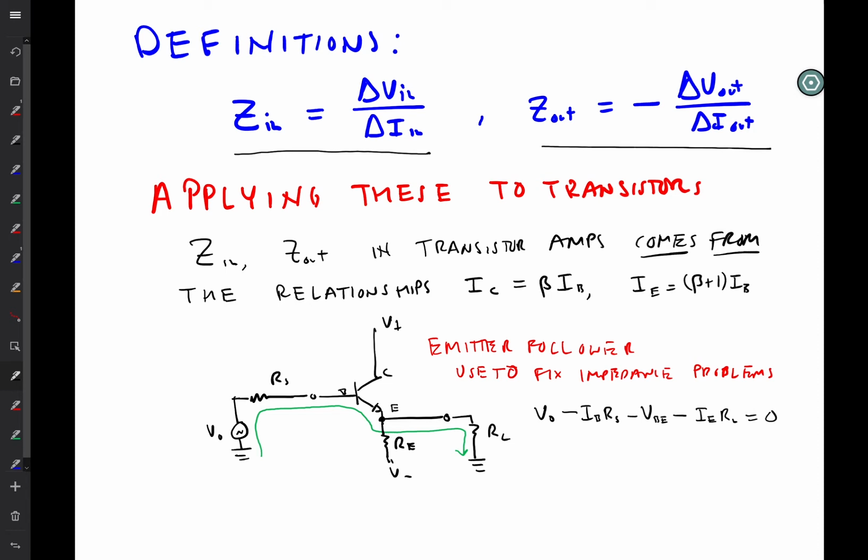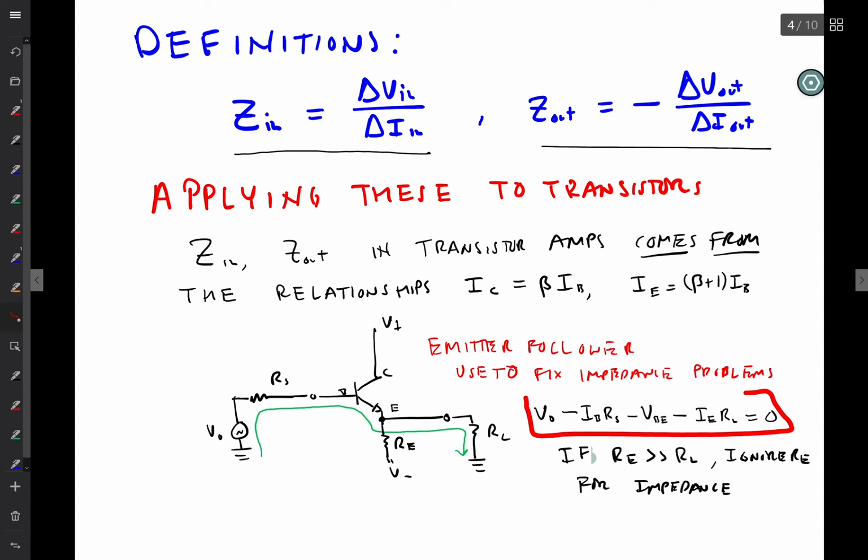So if Re is a lot bigger than RL, then I can ignore Re for the purposes of finding the impedance. And the reason is combining this resistor here and this resistor here would be to put them in parallel with each other. And if you have this resistance in parallel with that resistance and this one is a lot bigger than that one, this one dominates. So you don't have to worry about the other one. So I'm going to ignore it in these calculations, and I'm going to use this formula here as my core formula to calculate impedances. So let's move on.